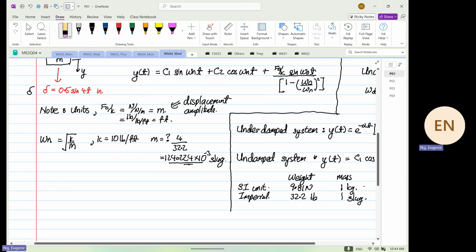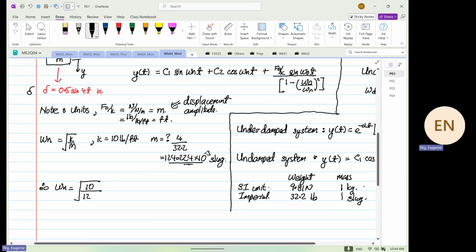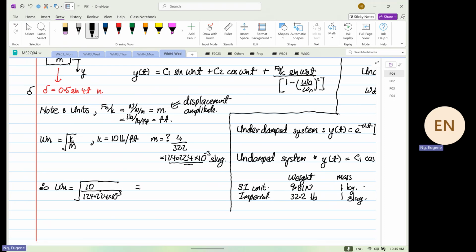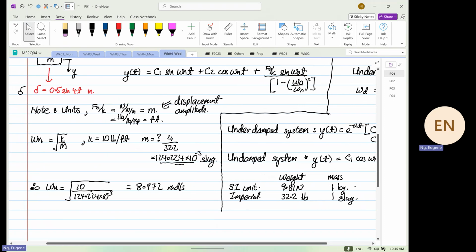Therefore, omega n is equal to square root of 10 divided by 124.224 times 10 to the power minus 3. The square root of the whole thing is equal to 8.972 radians per second.